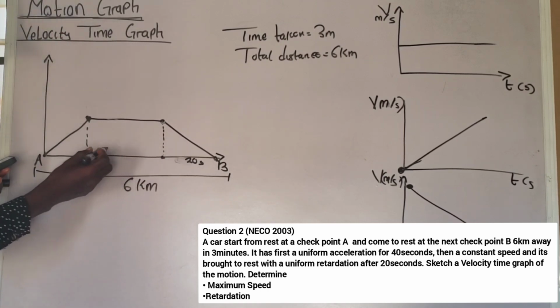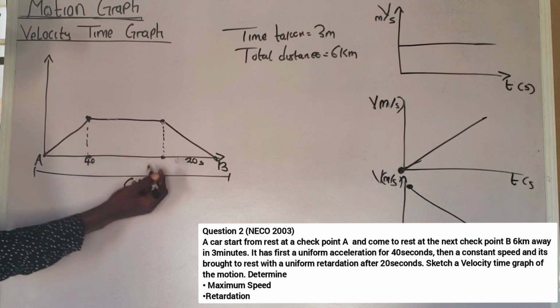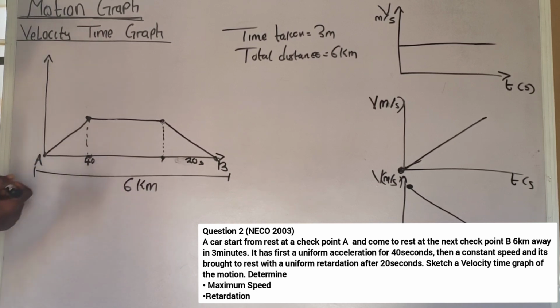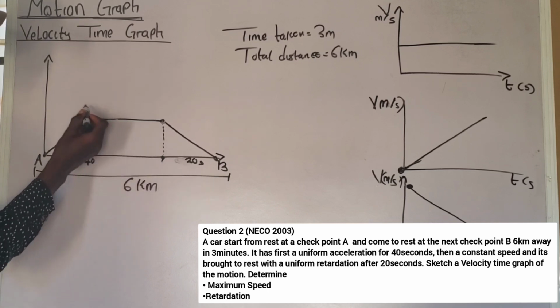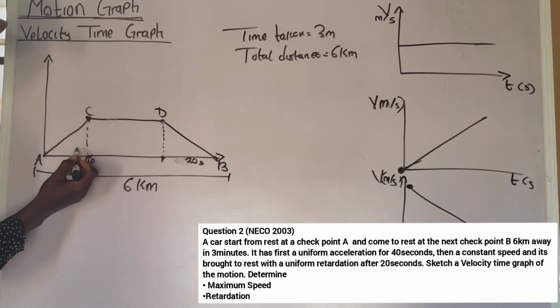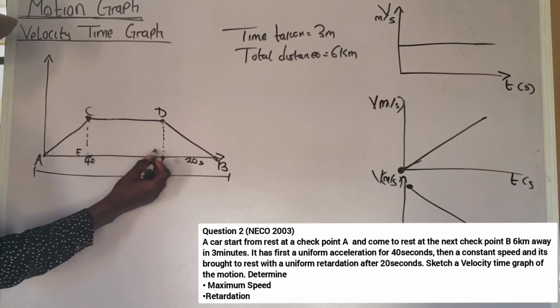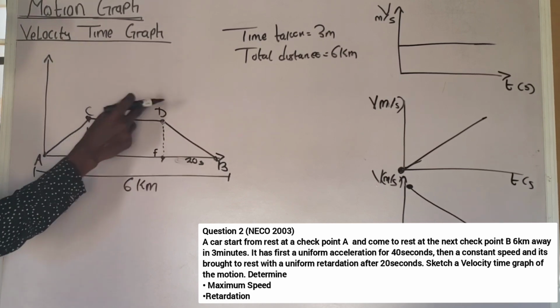Now, we want to determine the time taken from this point to this point. That is from this point to this point. Okay, let us put a letter. This is A, B, C, D. Okay, let's put it as E and F. Okay, A, B, C, D, E, F.